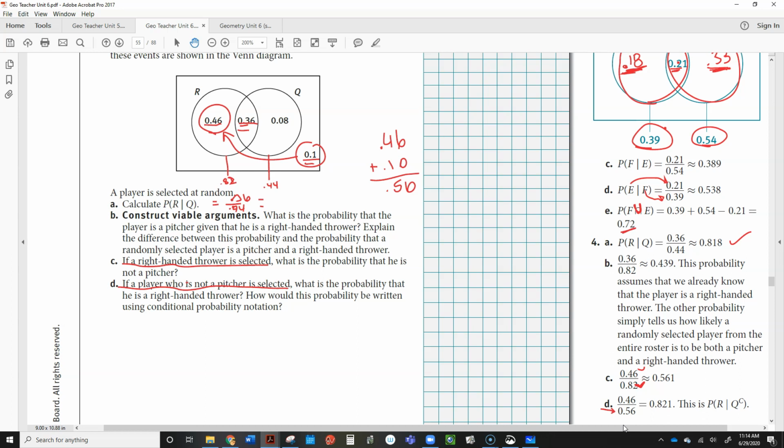We know that happened. Now here's the probability that they're asking for. What's the probability that he's a right-handed thrower? So you put the 0.46 on top. You can't include the 0.36 because that's a pitcher, and we said not a pitcher. So this is right-handed that are not pitchers, and this is the total number of not pitchers, and that's how you would write it. And that is the end of this lesson.